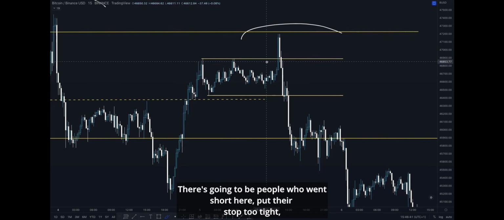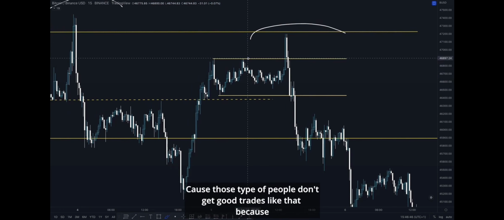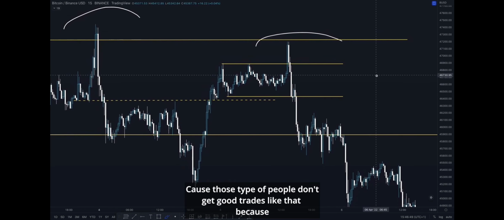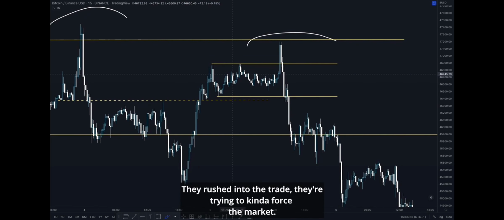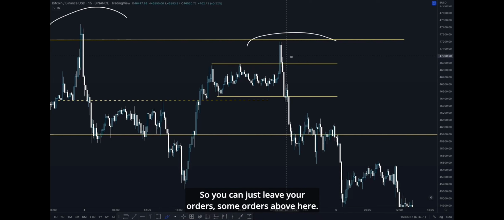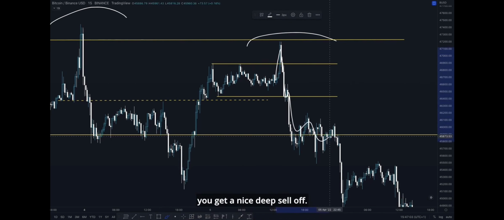There are going to be people who went short here, put their stop too tight, and they're going to get taken out, because those types of people don't get good trades like that. They basically FOMO'd in. They rushed into the trade. They're trying to force the market. So you can just leave some orders above here. Price breaks up, your orders get filled, it sells off, and obviously you get a nice deep sell-off.